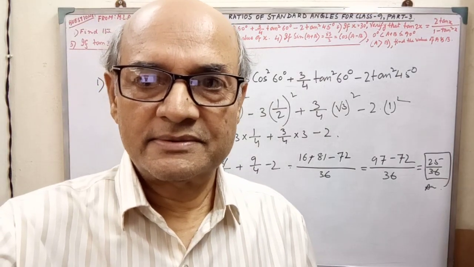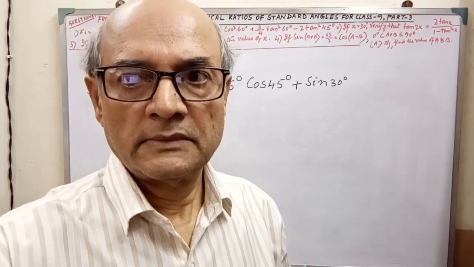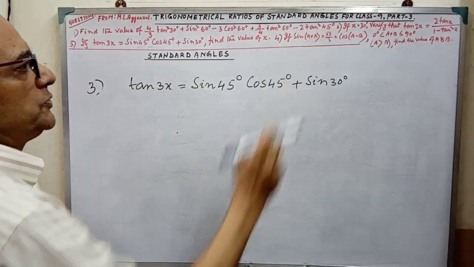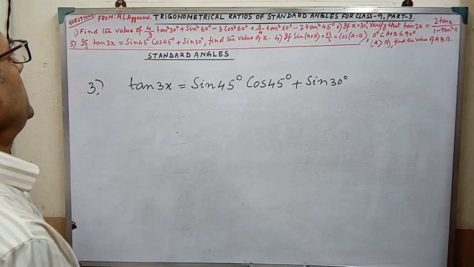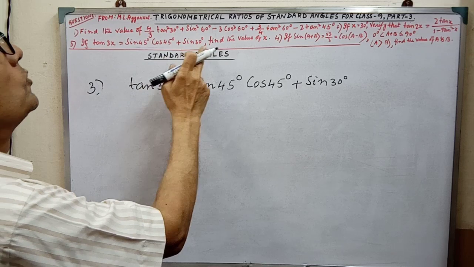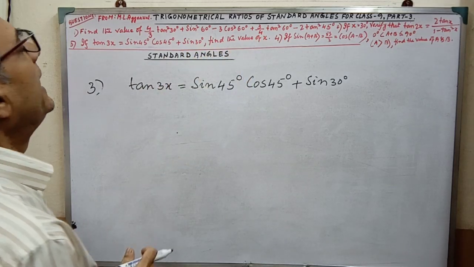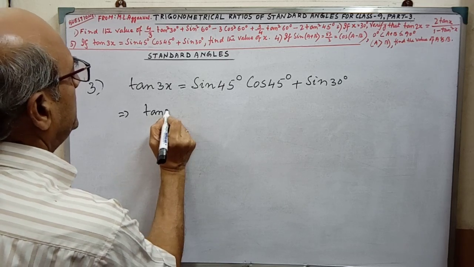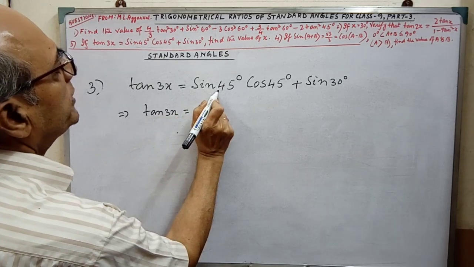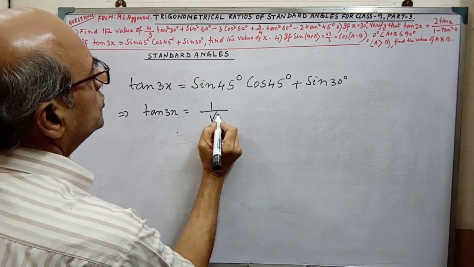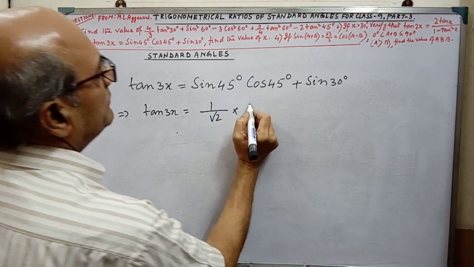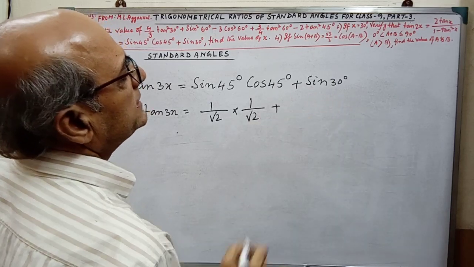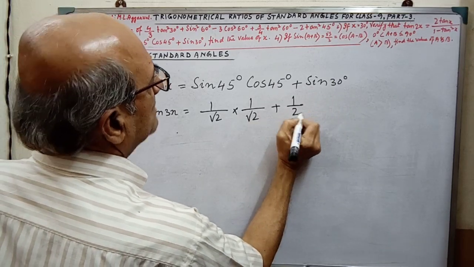Okay, next sum, try to understand. Sum number 2 you will try at home. Sum number 3, that is tan 3x equal to this. We have to find the value of x. Tan 3x equal to sin 45 degree, that is 1 by root 2, and cos 45, that is also 1 by root 2, and plus sin 30 degree. Sin 30 degree, that is half.